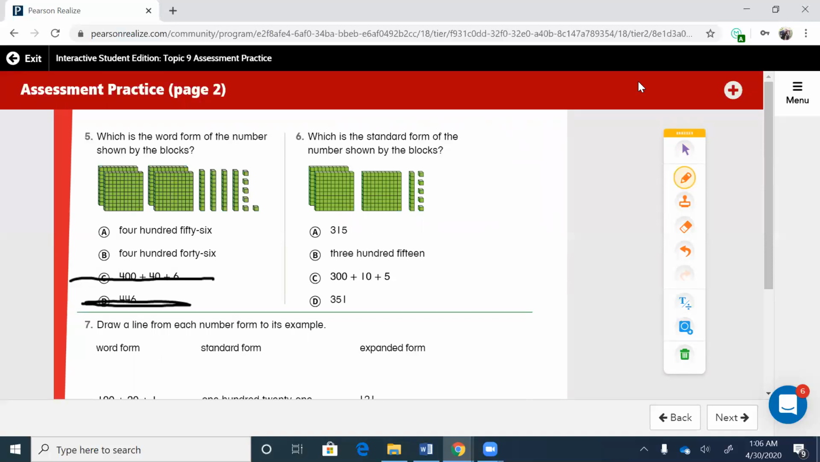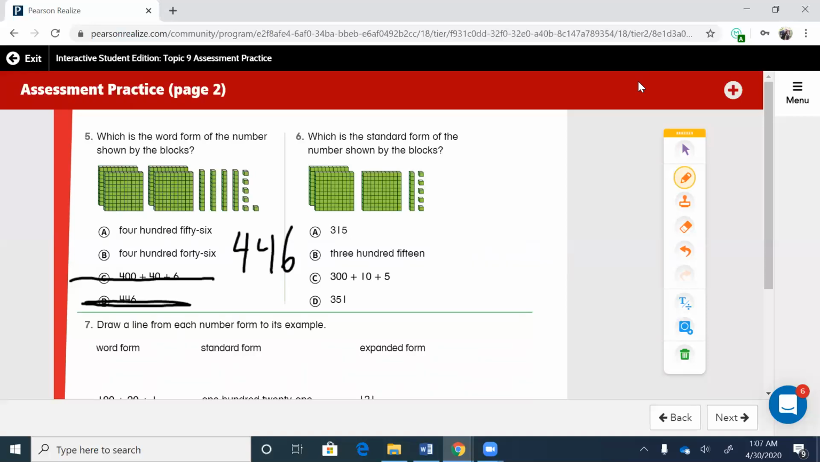1, 2, 3, 4. 4 hundreds. Tens, 1, 2, 3, 4. And ones. 1, 2, 3, 4, 5, 6. So I would like to write the number to help me. It's 446. All right, A says 456. We know that's not right because there are not 5 tens, right?